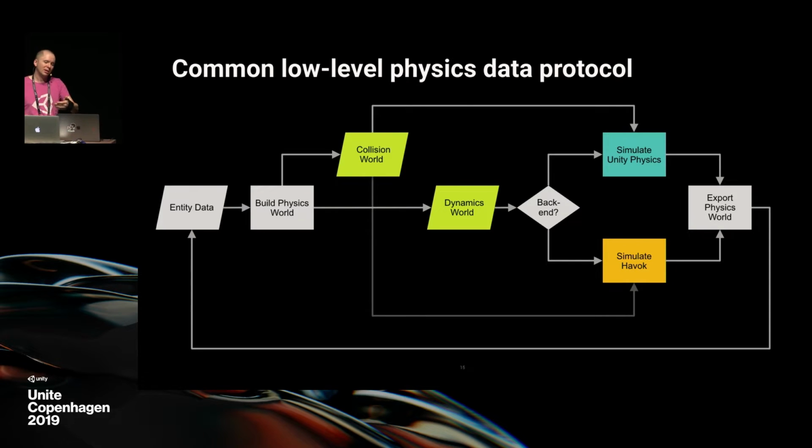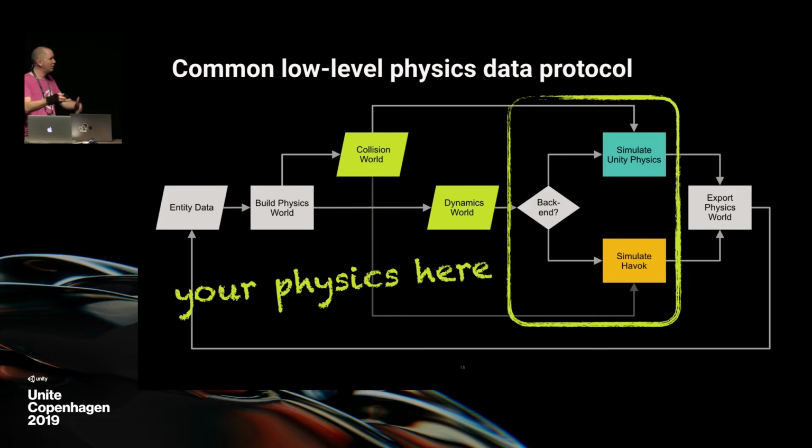And then when we actually simulate the dynamic entities, we just take a look at which backend we are using, and we'll switch on one of those, and then we export all of the results back to the entity data. So we're writing out positions and rotations back to the bodies. But the idea here is that your physics could go in here too, if you needed to for some reason.